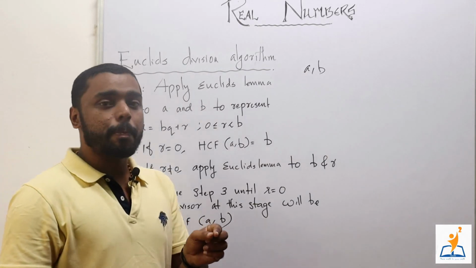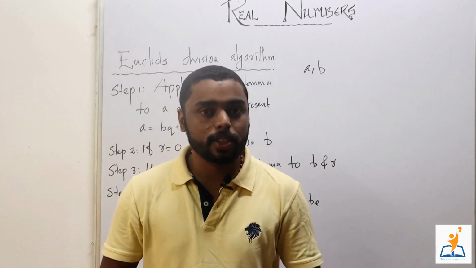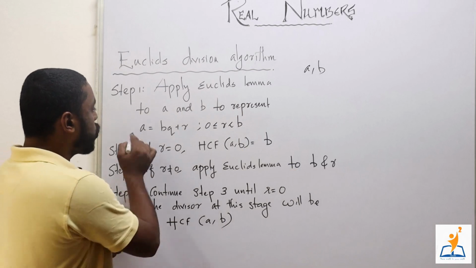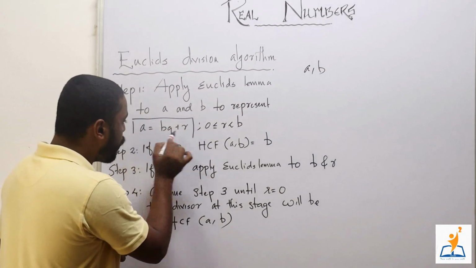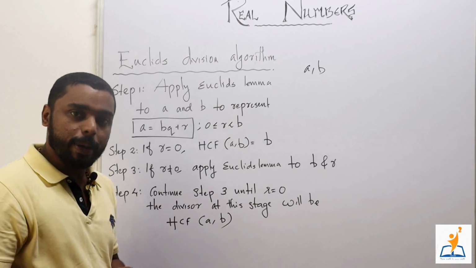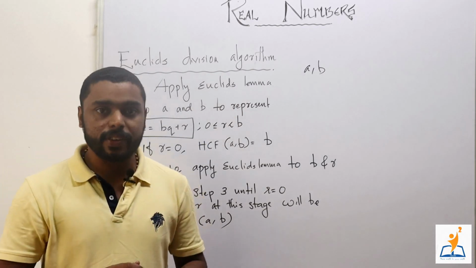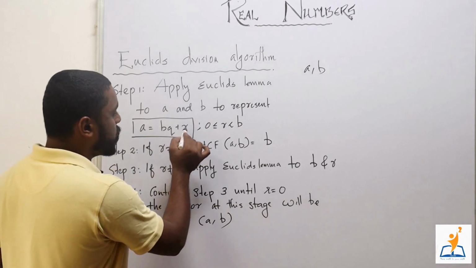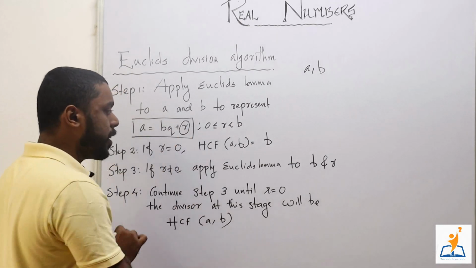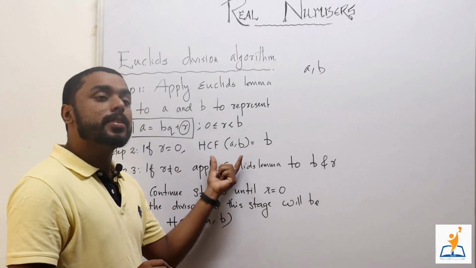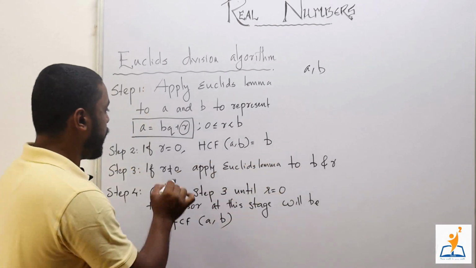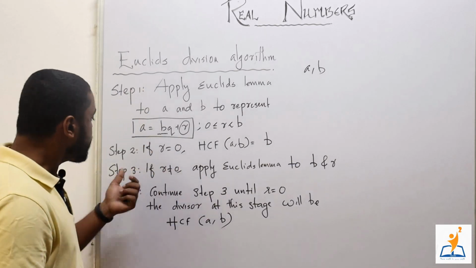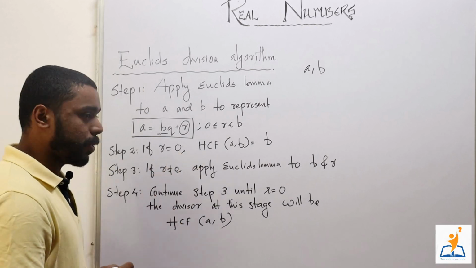The first step in finding the highest common factor of any two integers is to represent those two integers in the form of a is equal to bq plus r using Euclid's division lemma. Now, the second step: if r is equal to 0 in this representation, then the highest common factor of a and b is nothing but the divisor b.